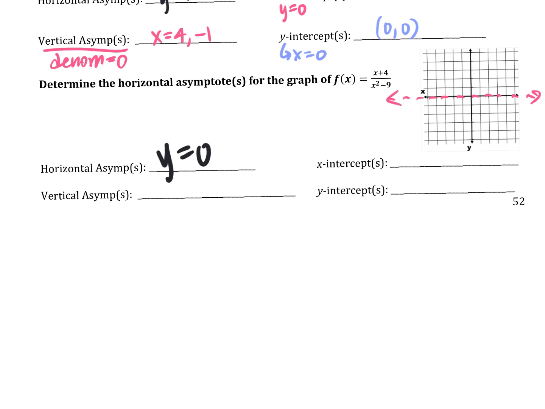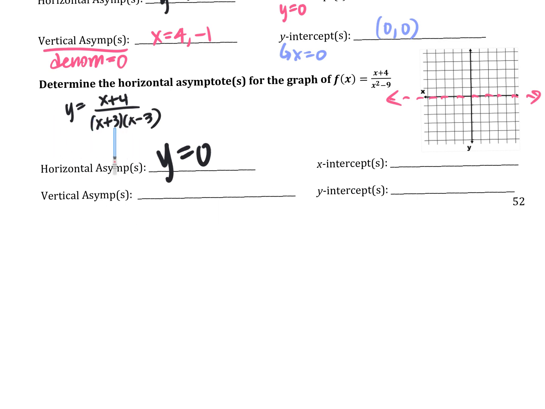Awesome. Vertical asymptotes. You guys, we got to go factor this guy. What's the top doing? Any GCF or anything? Nope. What's the bottom going to factor into? X plus 3, x minus 3. Love it. So do we have any holes? Nope, because I don't have any common factors on the top and bottom. Notice I didn't leave you a blank for it.